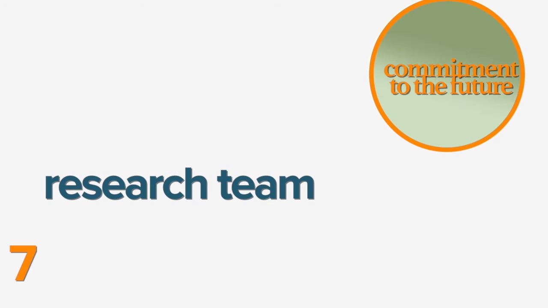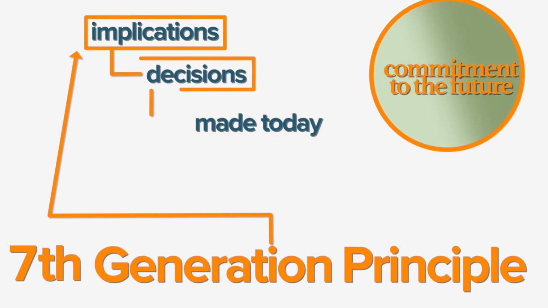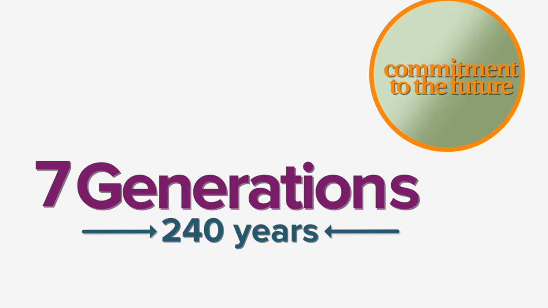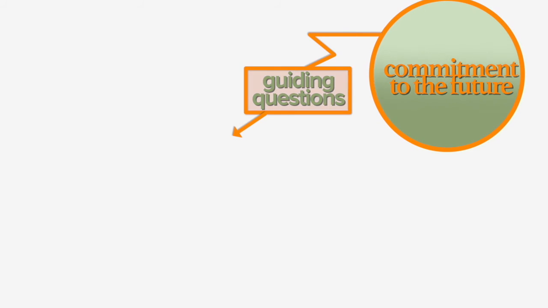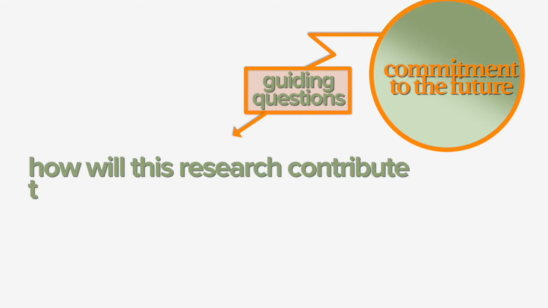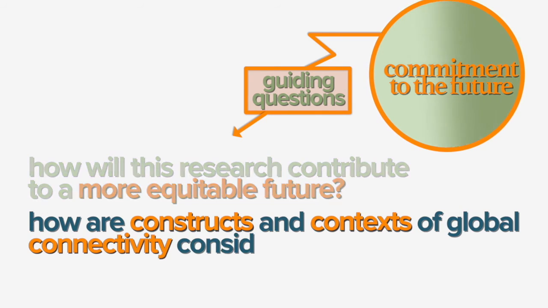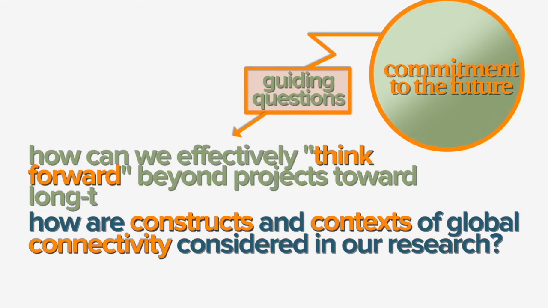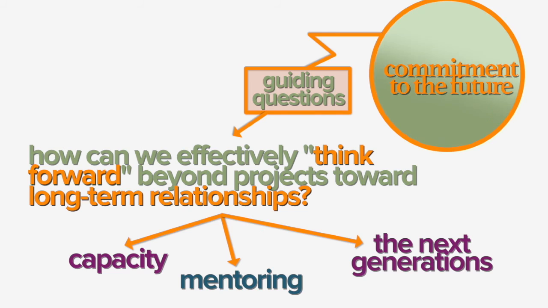generations. As a research team, we have been inspired by the seventh generation principle, an Iroquois philosophy emphasizing that the implications of today's decisions must be anticipated and understood as far as seven generations, that's about 240 years, into the future. We encourage those involved in research to reflect on questions like, how will this research contribute to a more equitable future? How are constructs and contexts of global connectivity considered in our research? How can we effectively think forward, beyond projects, toward long-term relationships, about capacity, mentoring, and the next generations?